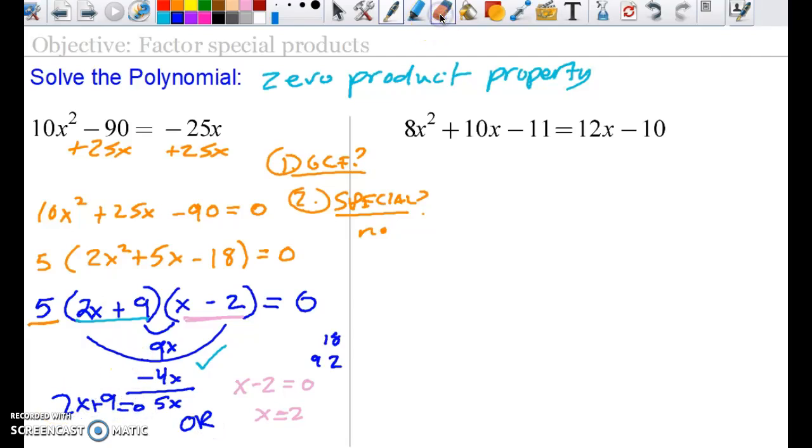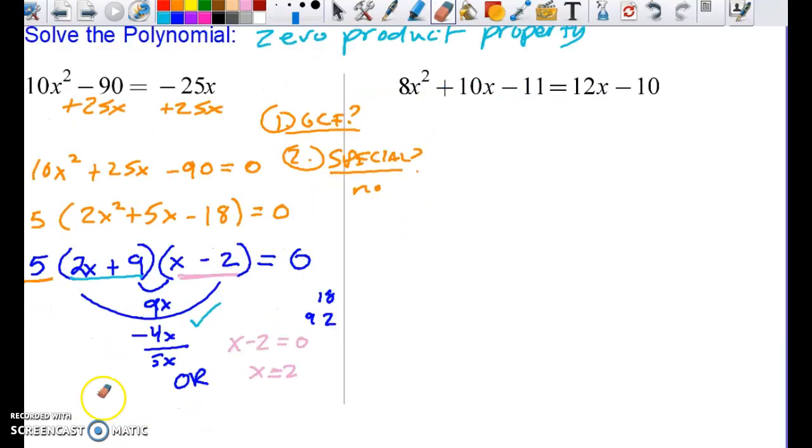Another possible solution is that 2x plus 9 has to equal 0. I'm getting kind of squished in space here. I'm going to scroll down a little bit just to give myself more room. So I have the other possibility that 2x plus 9 equals 0. So I solve by subtracting 9. 2x equals negative 9. So x would equal negative 9 over 2.